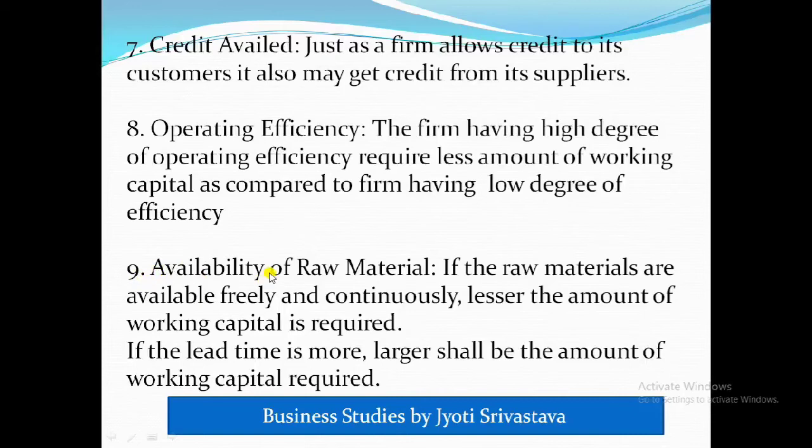Then the next point is availability of raw material. If the raw materials are available freely and continuously, a lesser amount of working capital is required, and if the lead time is more, larger shall be the amount of working capital required. When the raw materials are easily available, you need not store the raw material, and whenever it is required, you can manage it. In that case the working capital requirement will be less. But when the time period in procuring the raw material is more, then a larger amount of working capital will be required.